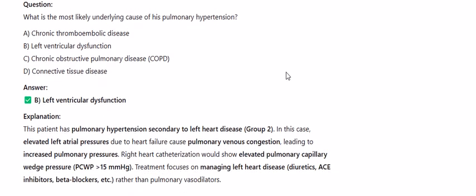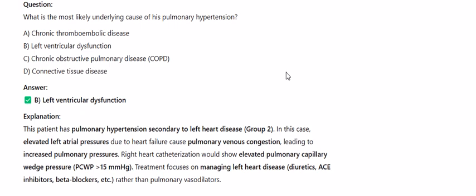In this case, elevated left atrial pressures due to heart failure cause pulmonary venous congestion, leading to increased pulmonary pressures. Right heart catheterization would show elevated pulmonary capillary wedge pressure, PCWP, >15 mmHg. Treatment focuses on managing left heart disease, diuretics, ACE inhibitors, beta blockers, etc., rather than pulmonary vasodilators.